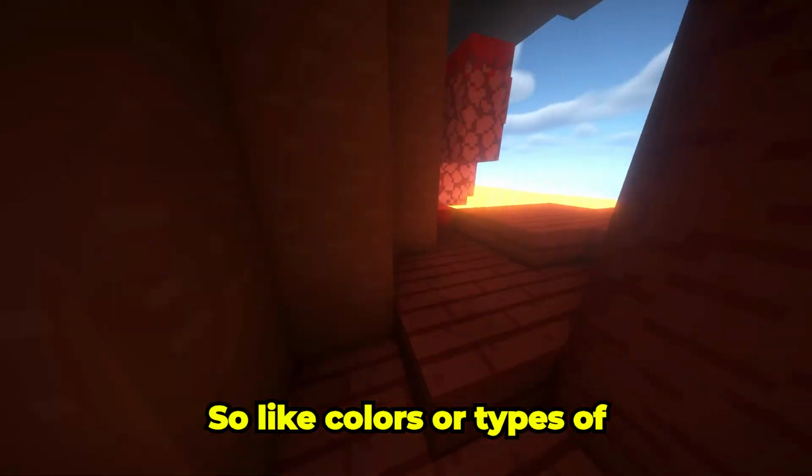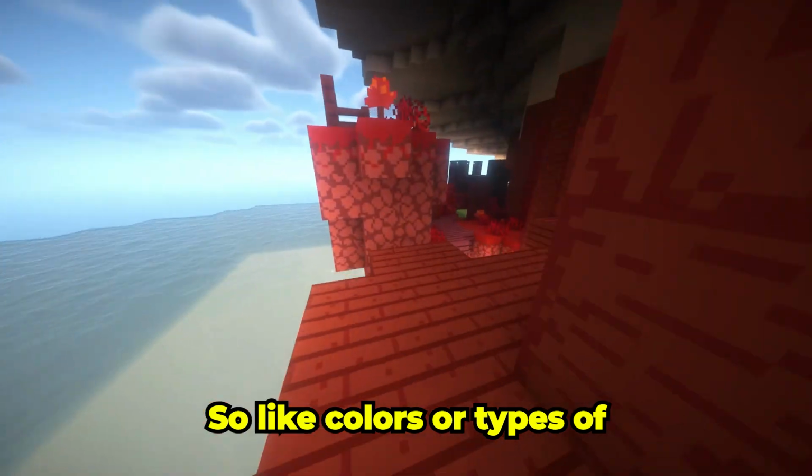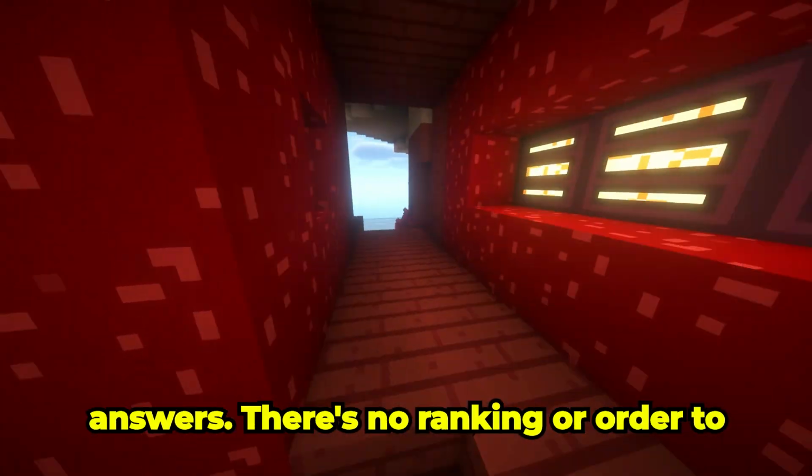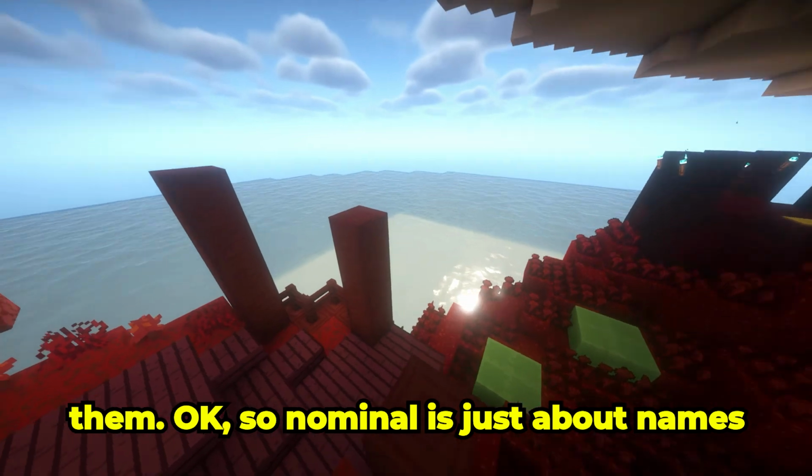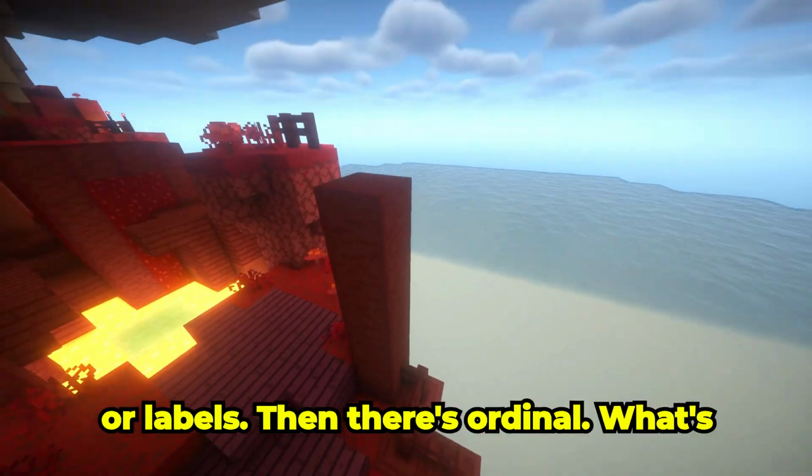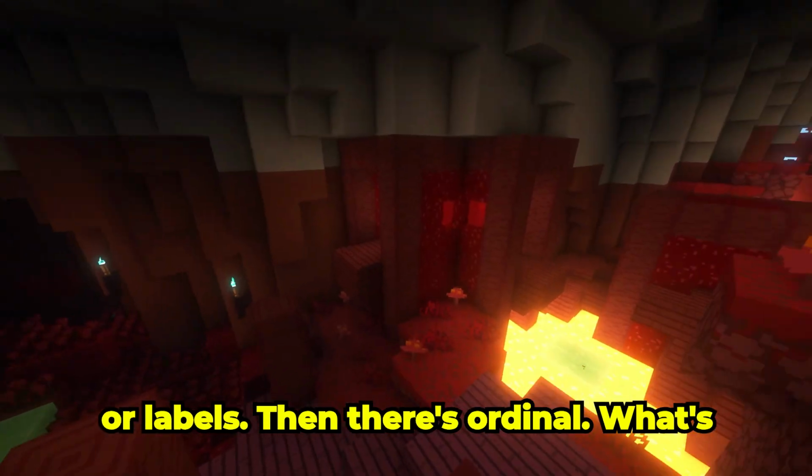Oh, okay. So like colors or types of cars. Exactly. Or even just yes-no answers. There's no ranking or order to them. Okay, so nominal is just about names or labels. Then there's ordinal. What's that about?